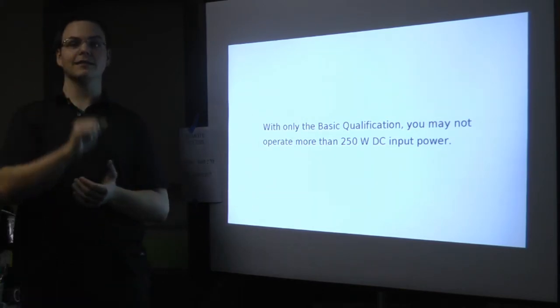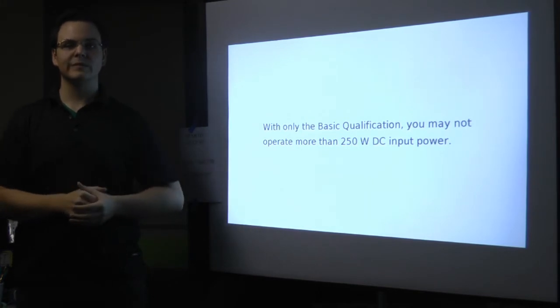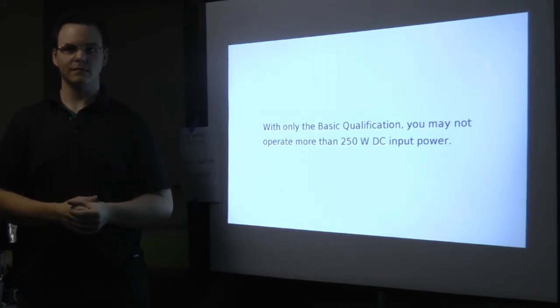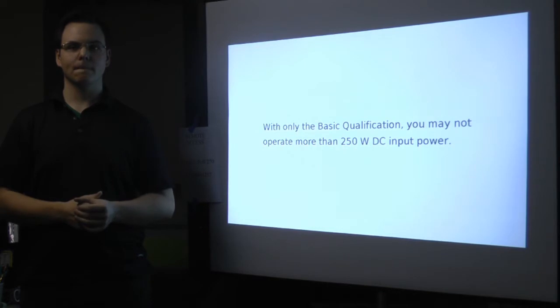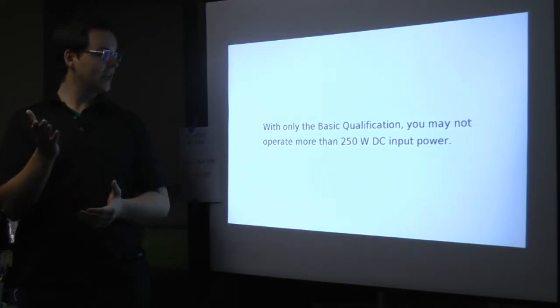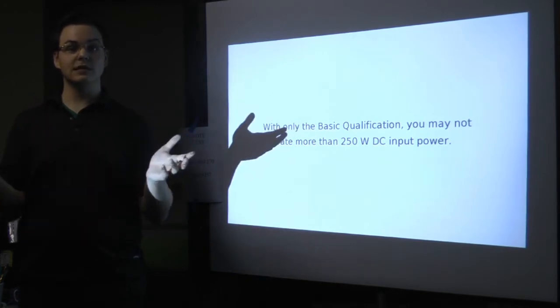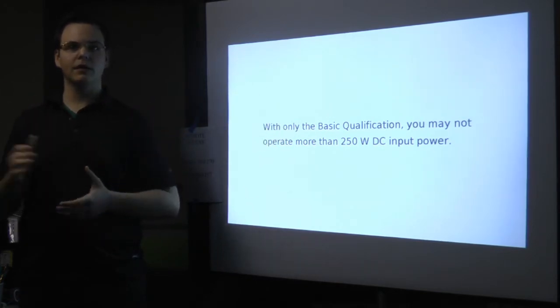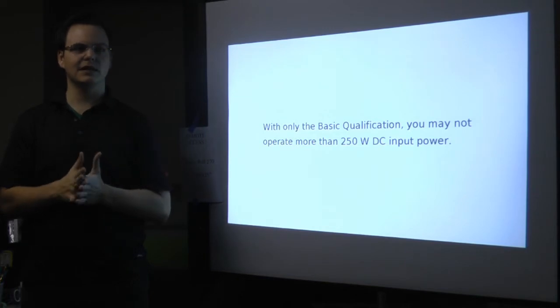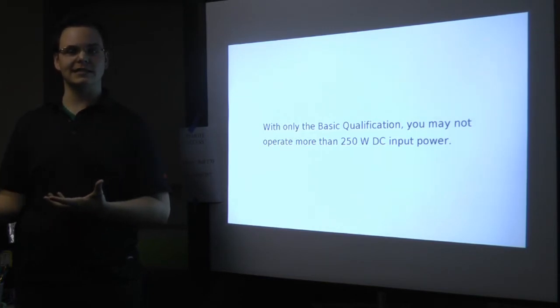Can you explain, so that limits you to 250 watts DC input power. What does that limit you to as opposed to an advanced qualification? Okay. So the advanced qualification would actually allow you up to 1,000 watts peak envelope power. 1,000 watts peak envelope is just a way they measure the actual energy off of the antenna.